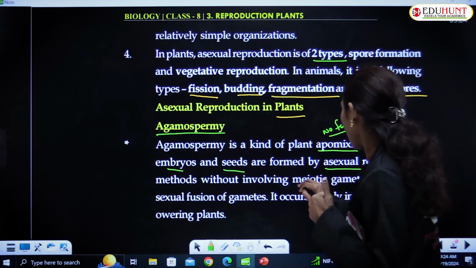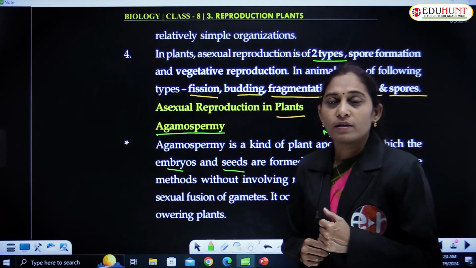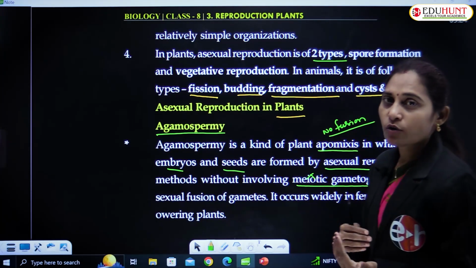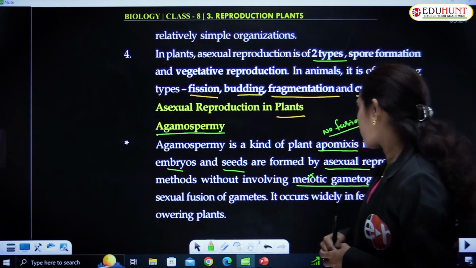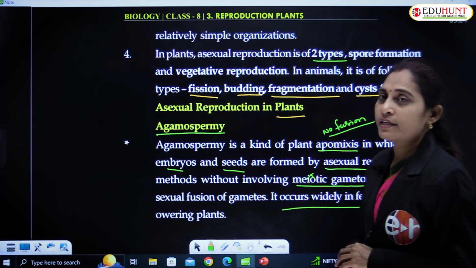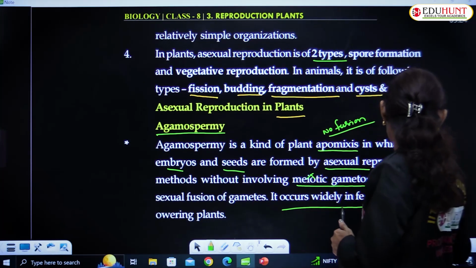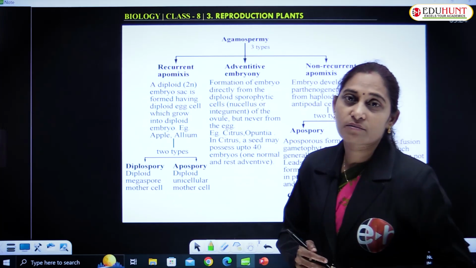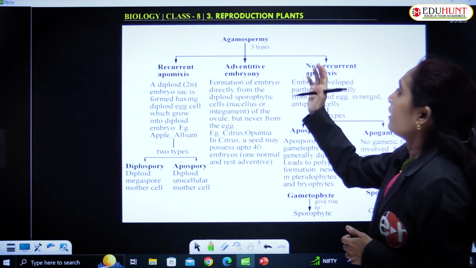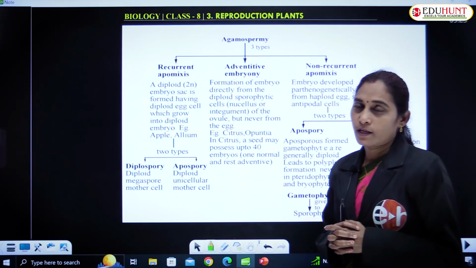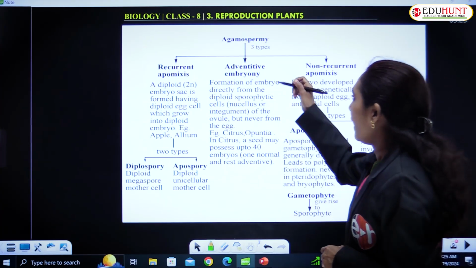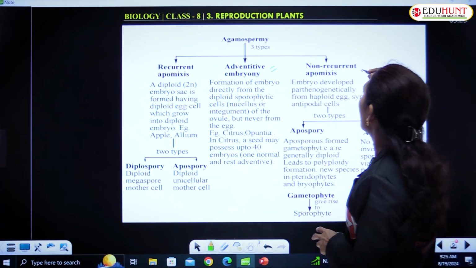And also, as I said, there is no formation of gametes. So, no meiotic gametogenesis, that is no meiosis takes place and no fusion of meiotic products occurs. There is no such kind of fertilization or fusion, and it occurs widely in ferns. Ferns are pteridophytes, and in flowering plants also. Ferns are non-flowering plants. We can see flowering and non-flowering plants in the plant kingdom. We can categorize agamospermy into three different types. One is recurrent apomixis, second is adventive embryony, and third is non-recurrent apomixis.